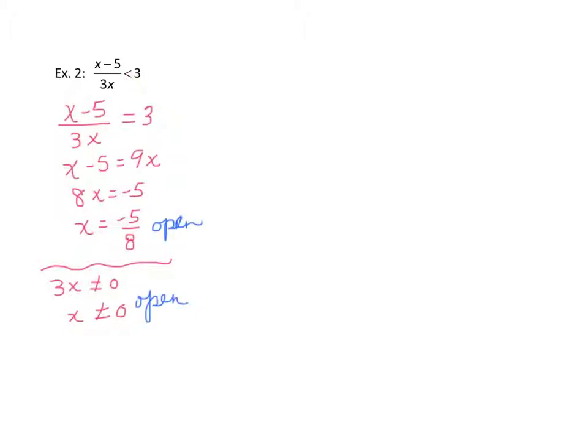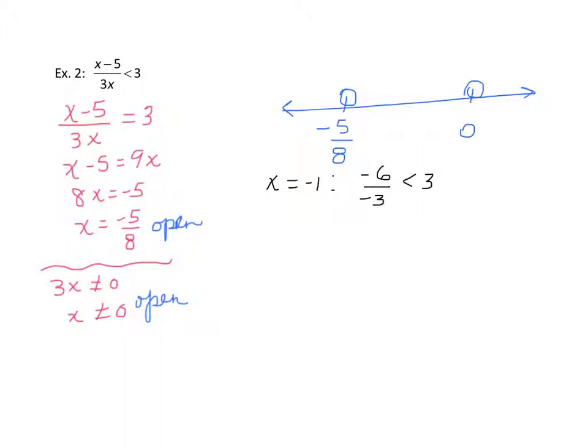So when we set up our number line, we have negative 5/8, and we have 0. Both are open. And then we want to do test points. Negative 5/8 is a little bit less than 1/2. So for the section below negative 5/8, I'll just choose negative 1. We would have a statement that says negative 6 over negative 3 is less than 3, which is true because 2 is less than 3.